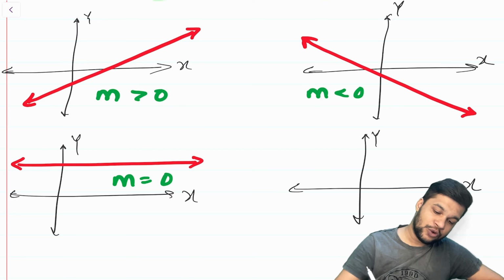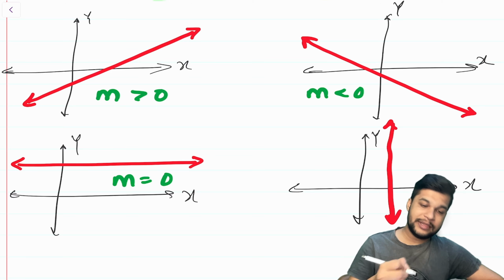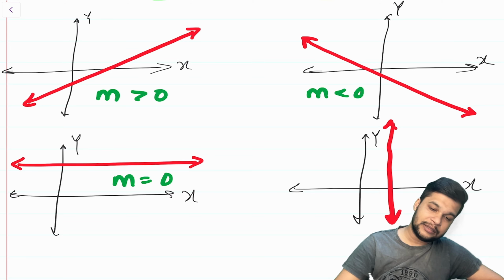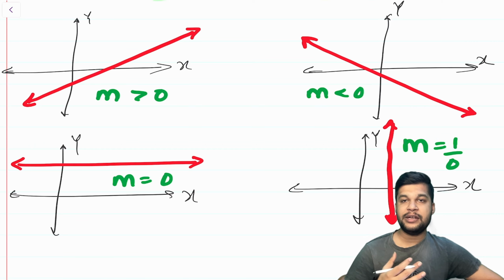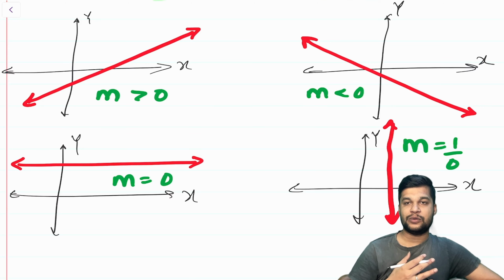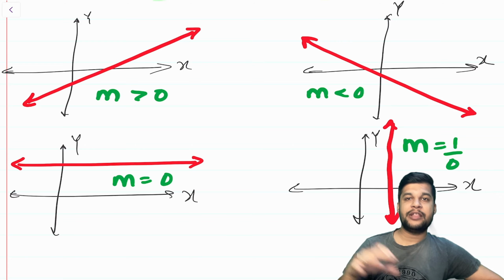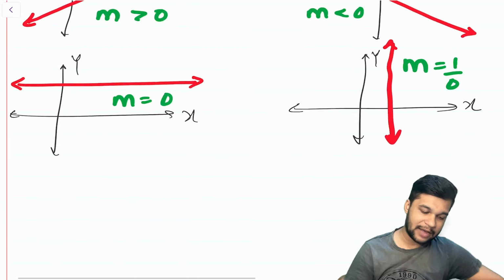And let's say you have a vertical line. Okay. So in this case, the slope is 1 divided by 0. The slope is not defined. So either you memorize this, or I have one more way.